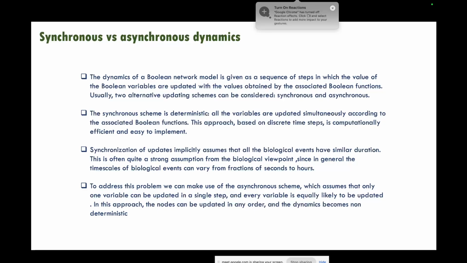So the idea is simple. In synchronization, you assume the time scales are the same across all the processes, and in asynchronization, you only assume that in one iteration, only one process can be updated. That is the only difference between them. But in terms of assumptions, they vary a lot. So the kind of results that you get, you have to justify on the basis of the assumptions, right? So that becomes a little bit trickier.